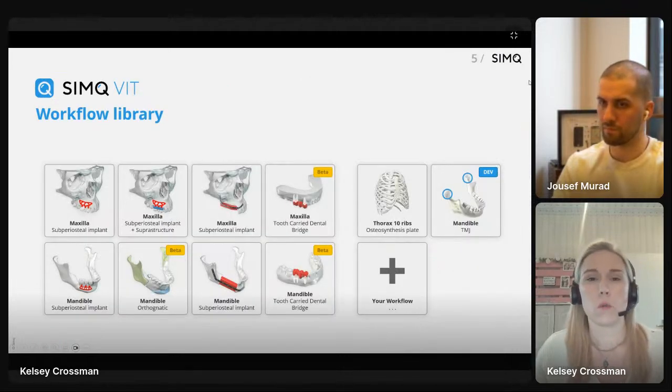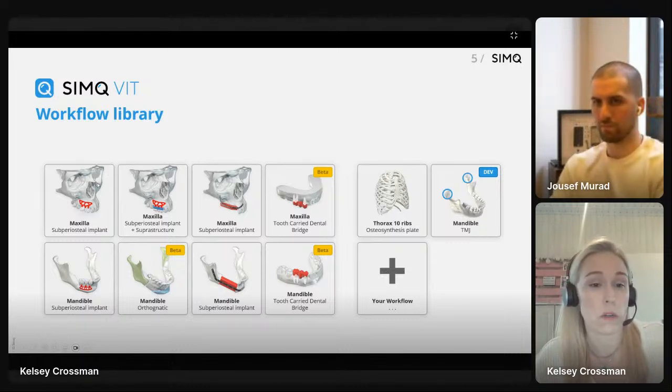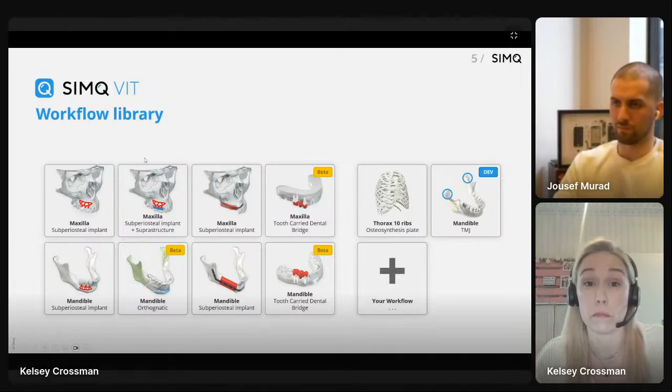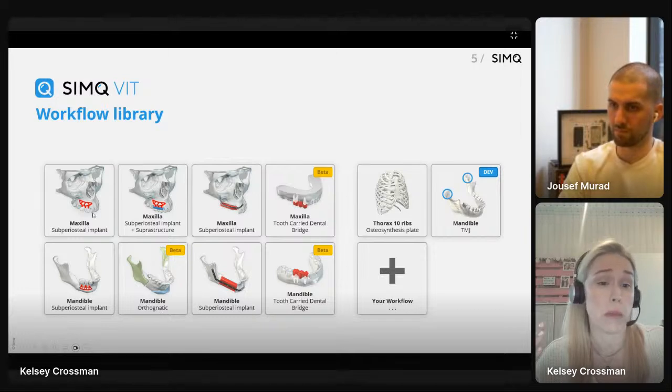So the next question is where can you apply this software and what kind of anatomical regions? Right now our workflow library includes a lot of craniomaxillofacial operations that are very personalized patient implant heavy. What we'll be discussing today and what you saw on the start screen was our maxillary subperiosteal implant workflow. We're also going to discuss our mandibular tooth carried bridge workflow as well. As you can see here, we have several workflows available: reconstruction workflows, orthodontic surgery, and maxillomandibular.